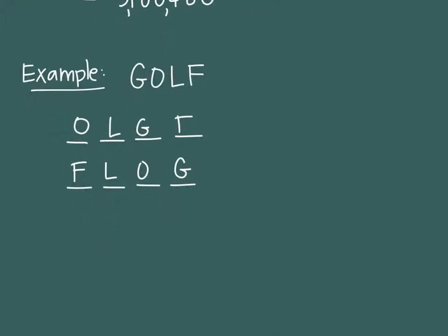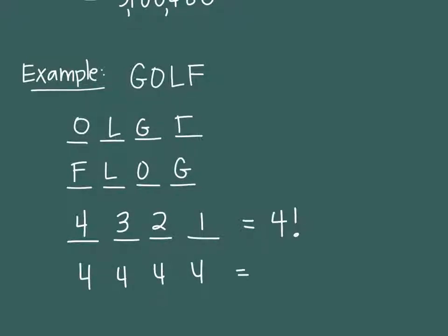Well, the first space could be filled with 4 letters. The next space, there are 3 letters left, and then 2, and then 1. Now this is an example, 4, 3, 2, 1, of a special kind of multiplication called factorial, and we write it like this. If it was 4, 4, 4, 4, we would write that as 4 to the 4th. That's what powers are. But that's not what we're talking about. We're talking about 4, 3, 2, 1.